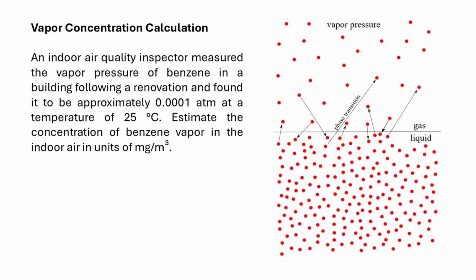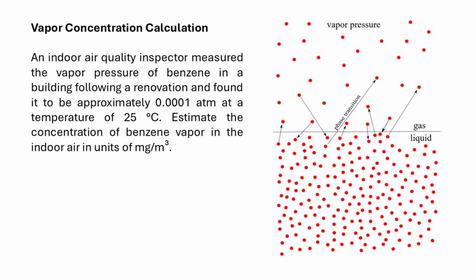So here we have an indoor air quality inspector who measured the vapor pressure of benzene in a building following a renovation and found it to be approximately 0.0001 atm at a temperature of 25 degrees Celsius. Estimate the concentration of benzene vapor in the indoor air in units of milligrams per cubic meter.